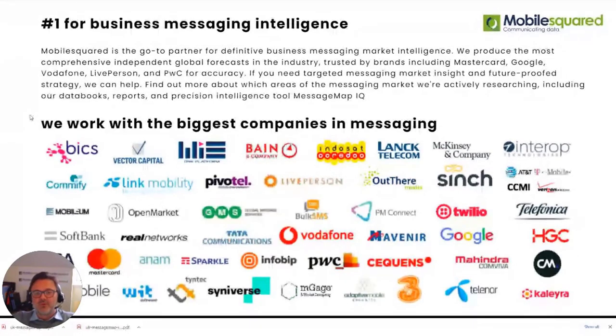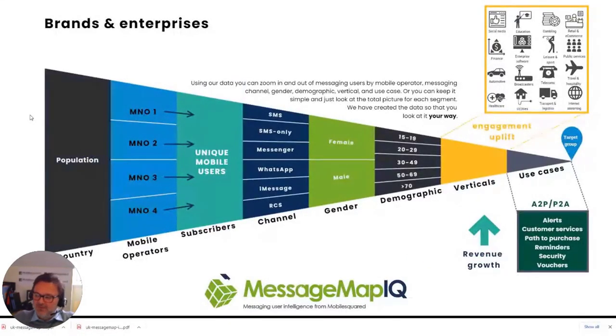We've recently launched a product called Message Map IQ, and that provides a very granular view of any of the 200 markets that we cover, from subscribers all the way up to engagement and different types of use cases. What we typically do is take clients on a journey, and I'll do that with you today. We look at the population, look at the breakout of mobile operators, and then the key thing for us is the unique mobile users. I'll come on to that in the next slide. Then we break things out by channel. We split things by gender, by demographic, then we look at the verticals and the different types of use cases. Then when you have that, you're typically left with your target group in terms of who you are trying to reach with any campaign through the medium of messaging.